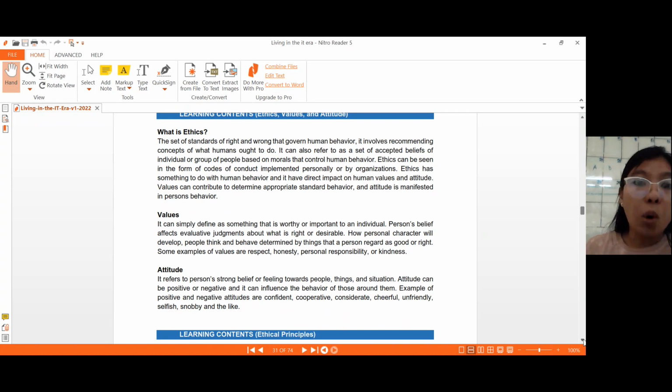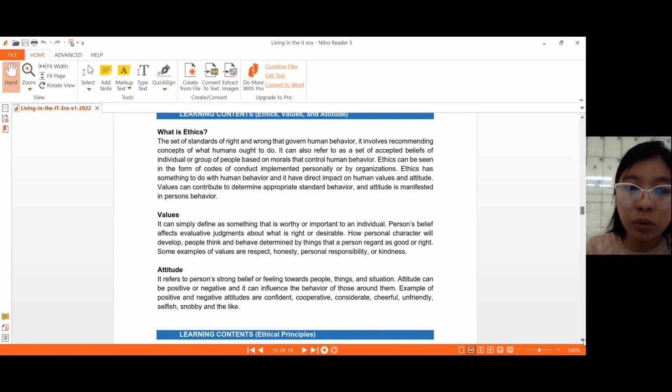These are gotten from home, from how your parents have raised you, from how your parents have inculcated these things onto you. Ayan, yung kung paano ka pinalaki ng mga magulang mo, ano yung mga pinapahalagahan nila sa buhay na in-impart nila sa'yo na mga anak nila. Ayan. So a person's belief affects evaluative judgments about what is right or desirable.